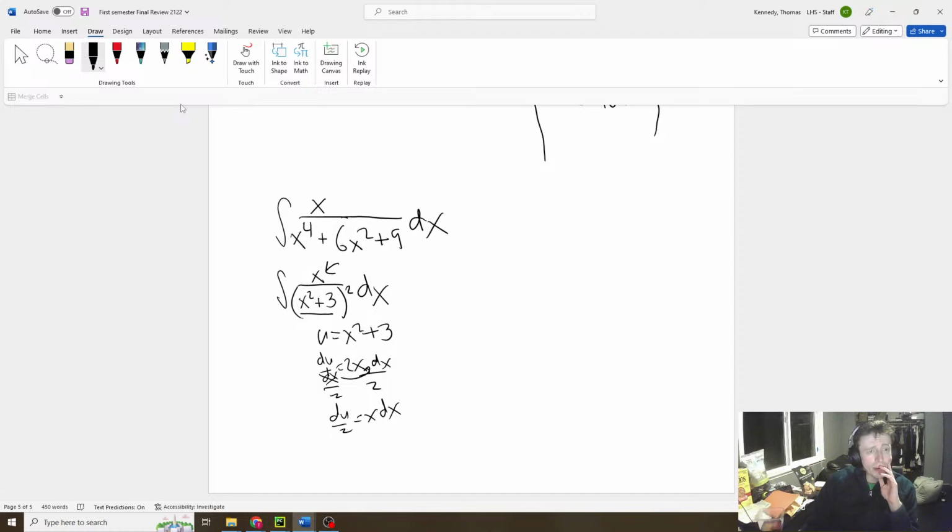So now I can rewrite the integral as 1/2 of the integral of this thing here is u, so u to the negative 2, du. And now we just get 1/2 u to the negative 1 over negative 1, and this ends up being really similar to the last u sub I did.